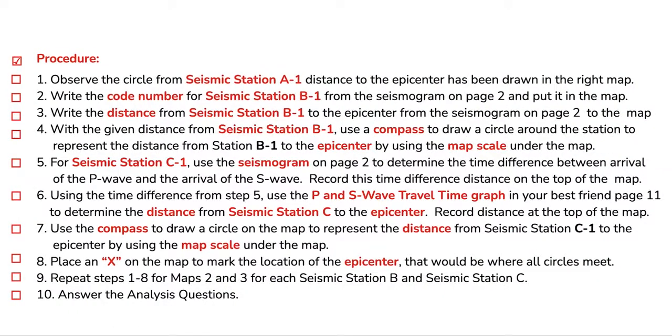Okay, so let's come back here to the instructions. It looks like we are finished with steps 1, 2, 3, 4, 5, 6. And now we're in step 7, where you need to use the compass to draw a circle on the map to represent the distance from seismic station C1. So we are exactly at that point where we need to use the compass again to find the distance for seismic station C1 by using the map scale at the bottom.